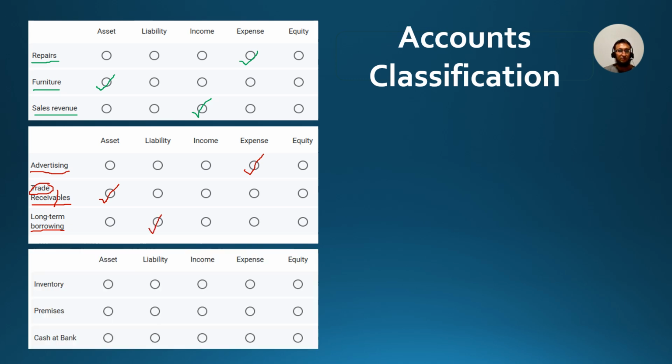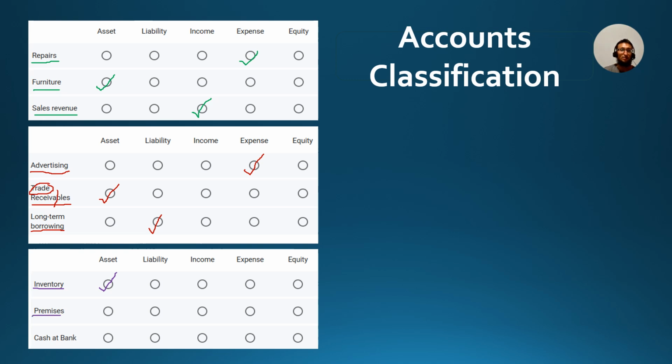Moving on. Next set of accounts. Inventory are goods the business purchases for resale purposes. These are resources that the business owns temporarily before they sell it to customers and collect cash from the customers. Therefore, it's an asset.